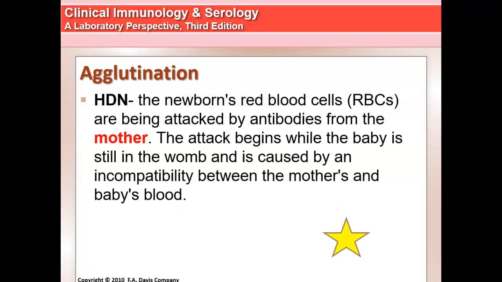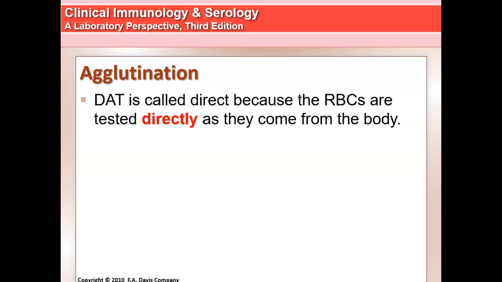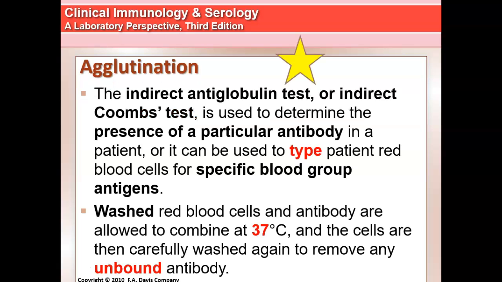Hemolytic disease of the newborn is when the newborn's red blood cells are being attacked by antibodies from the mother. The attack begins while the baby is still in the womb, and it's caused by an incompatibility between the mother and baby's blood. The DAT is called direct because the red blood cells are tested directly as they come from the body. And this DAT and AHG stuff is very important.